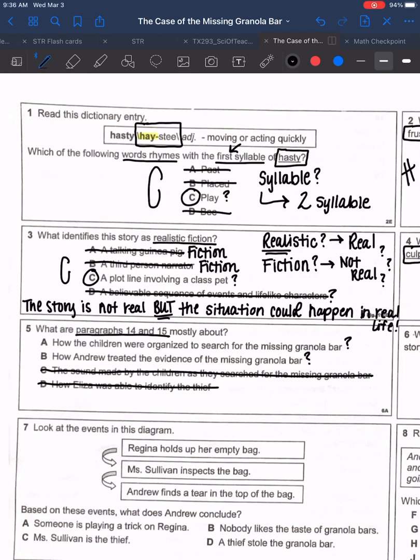Let's go back and look at A and B. How the children were organized to search for the missing granola bar. That one I can see us still having because we discussed it in both paragraphs, both in paragraph 14 and 15. So we'll leave that one again. B, how Andrew treated the evidence of the missing granola bar. So in paragraph 14, did it talk about Andrew with the evidence? No, it didn't. It only talked about it in 15. So our answer is A.